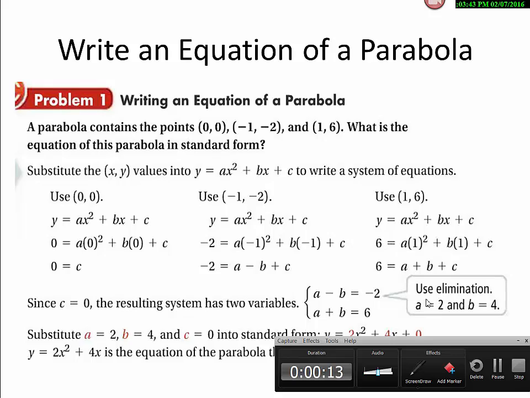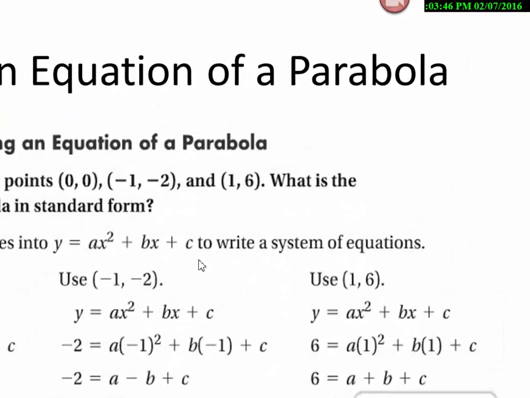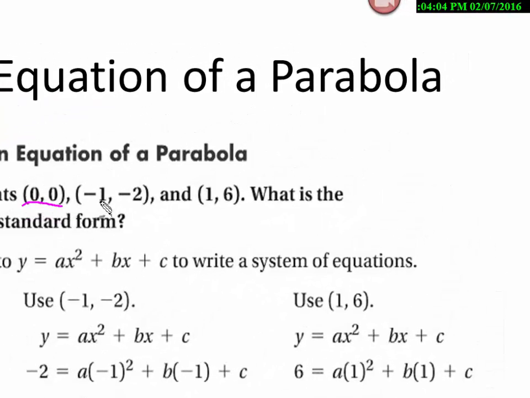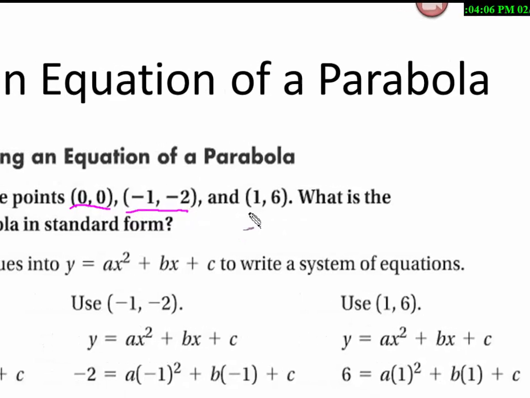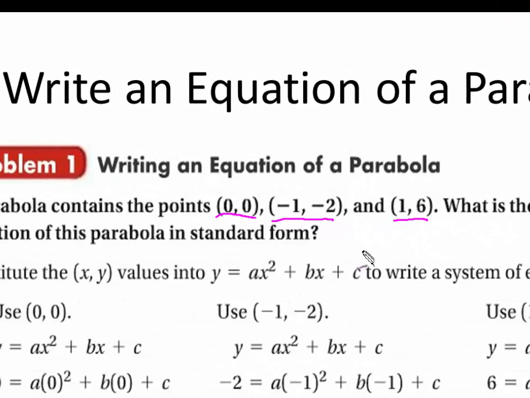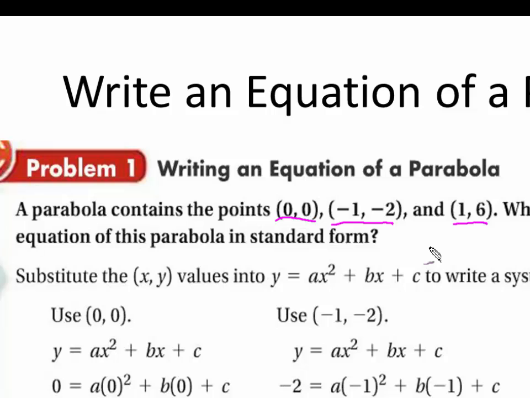Here's the example. So you're given 3 points. They are (0, 0), (-1, -2), and (1, 6). The question is, what is the equation of this parabola which passes through these 3 points in standard form?